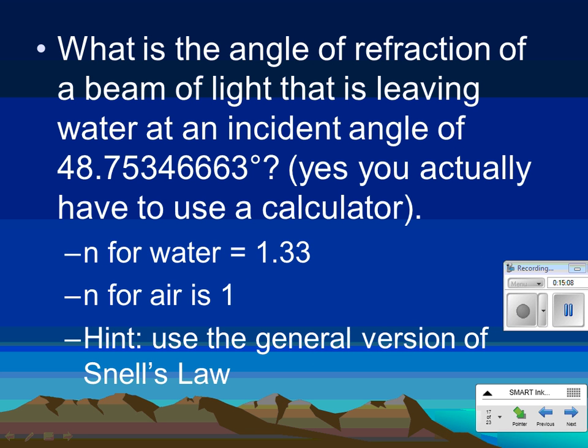But in this instance, we've got the ray of light going from water into air. So we're just going the opposite direction. We still have the same indices of refraction. Here's our angle of incidence, 48.753466663 degrees. Please calculate the angle of refraction as that light ray leaves the water and goes into the air.